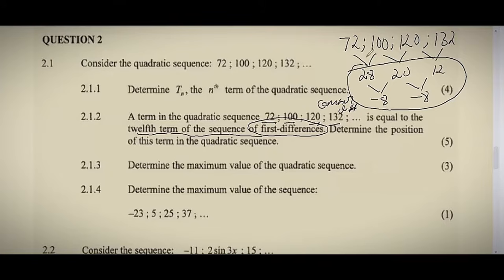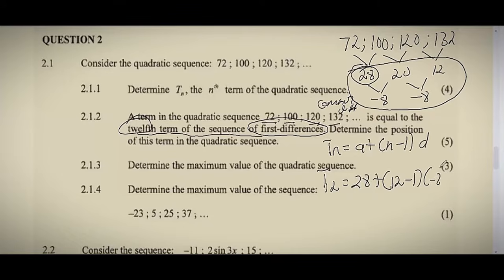Now to find the nth term for the arithmetic sequence, we're just going to say Tn is equal to a plus (n minus 1)d. But since they told us about the 12th term, we can calculate the value for the 12th term. So T12 is equal to a, which is 28, from the sequence of the first differences. Then 28 plus our n is 12, so 12 minus 1, then d is negative 8.